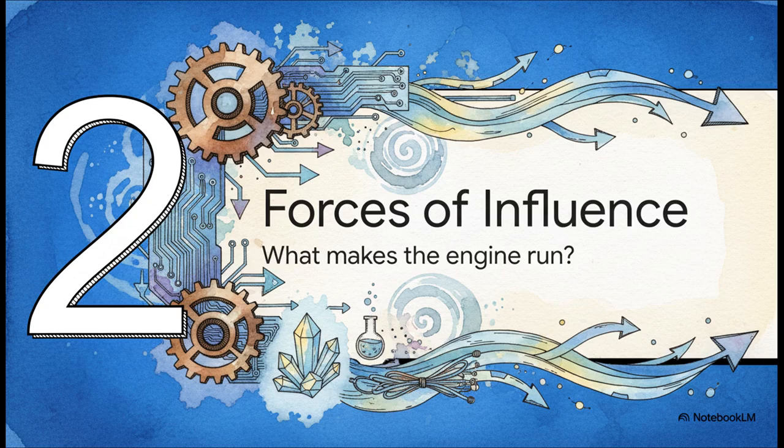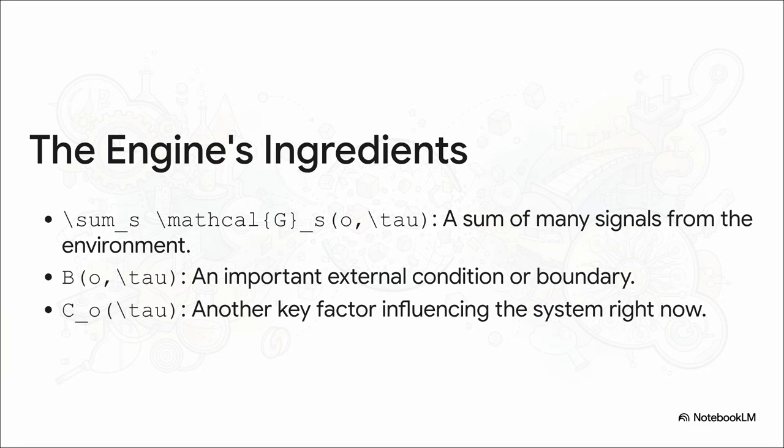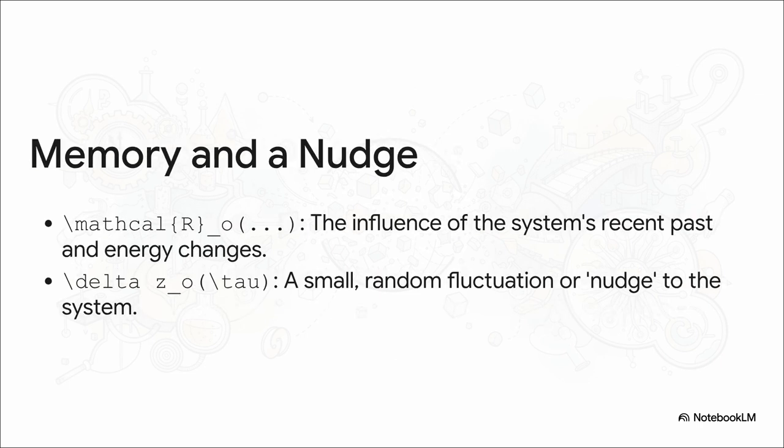Okay, so we've met the main functions, the engine, the memory, and the transformer. But what actually fuels them? I mean, an engine can't run on nothing, it needs ingredients to work. So let's look inside and see what forces are actually making this system tick. So if you look inside that main engine, you'll see we have three key ingredients. First up, that big sigma symbol, that just means add them all up. So we're summing up a whole bunch of different external signals or things happening in the environment. Then you've got B and C. You can think of those as other really important conditions or boundaries that are affecting the system right at this moment.